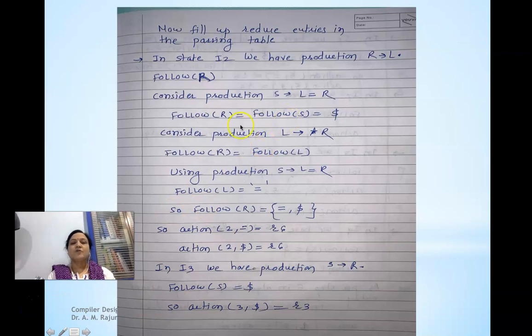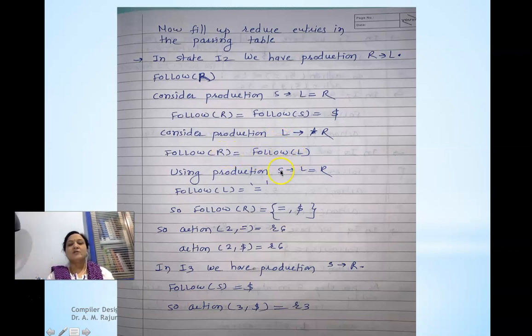In S tends to L equals to R, follow of R is equal to follow of S as per the rule of follow. Follow of S is the start symbol of the grammar, and that's why follow of R equals follow of S equals dollar. Now there is one more production where R is on the right hand side, L tends to star R. So here follow of R equals follow of L.